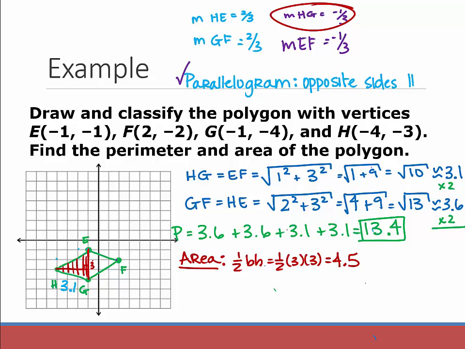And then we can do exactly the same thing with this triangle over here. It has the same base, has the same height, so you end up multiplying that by 2, and you end up with 9 units squared, and that's the area of that parallelogram.